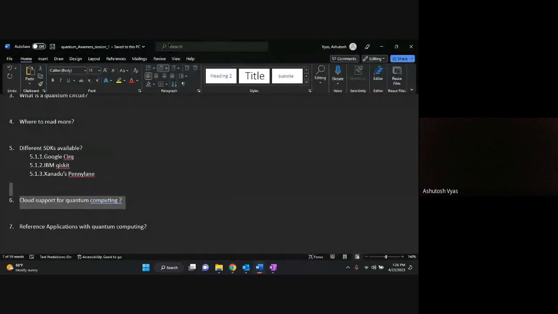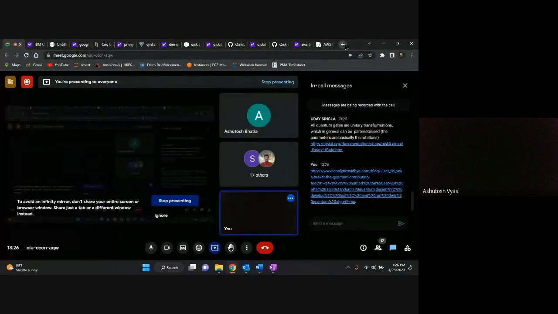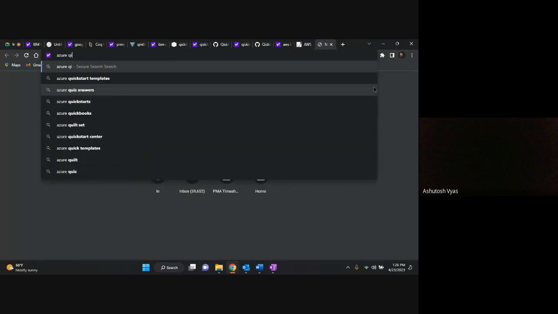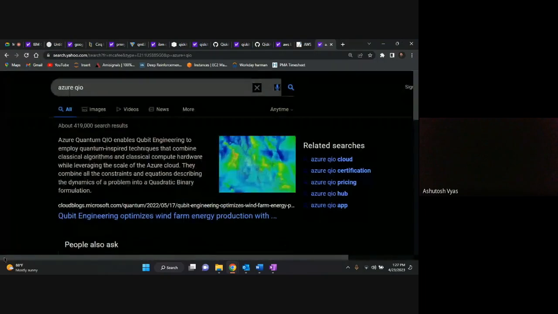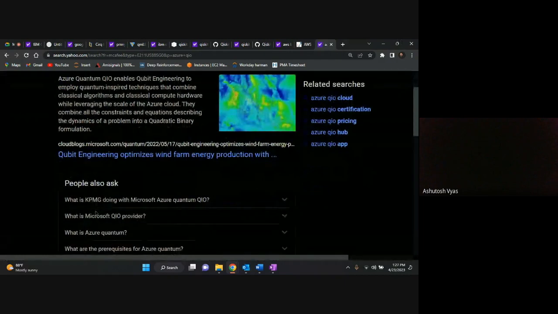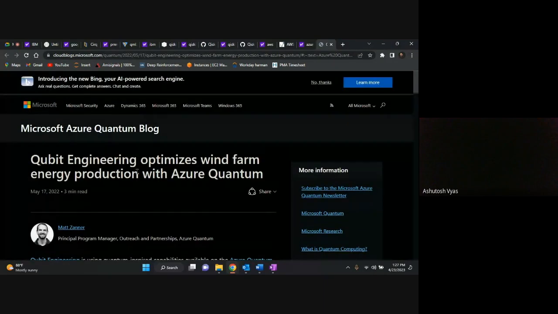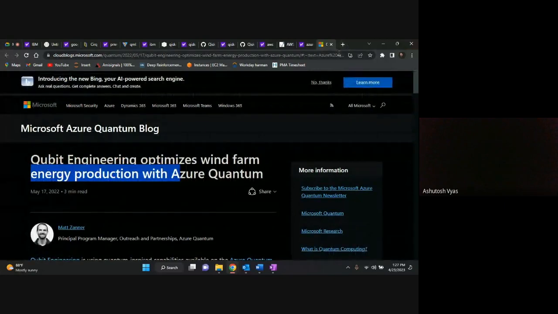Then there is something called Azure QIO. You open that too. QIO is quantum-inspired optimization. If you see Azure QIO, this is one application which they have used for wind energy optimization. Optimize wind farm energy production with Azure QIO. Somebody has written a very niche blog here for this particular perspective.